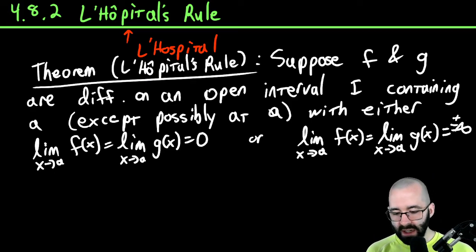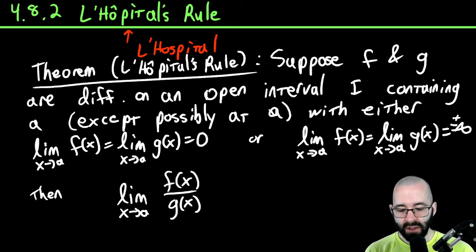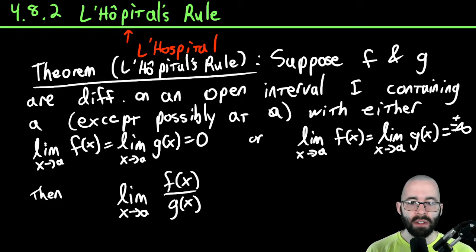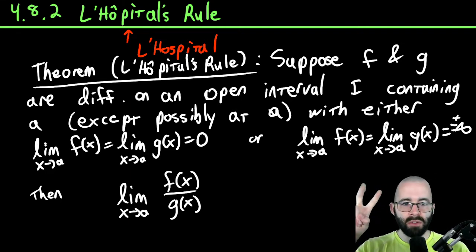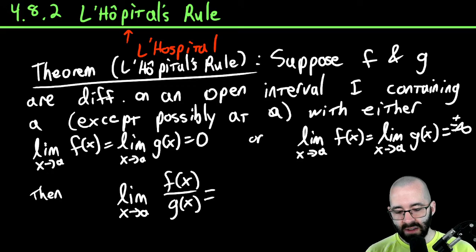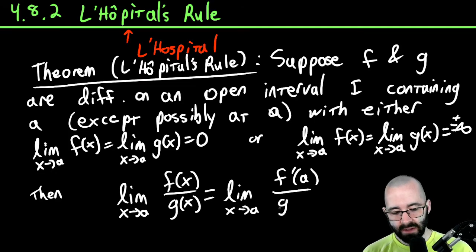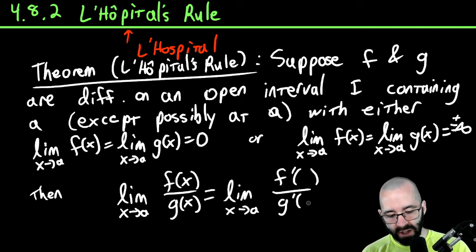Then L'Hopital's rule tells us that the limit as x approaches a of f of x over g of x, again, this is an indeterminate form situation, because we can't use limit laws. We have 0 over 0, and limit laws only apply when the denominator is not equal to 0. L'Hopital's rule says that this limit is the same as this limit. Whoa. It's the same as the limit of their derivatives.